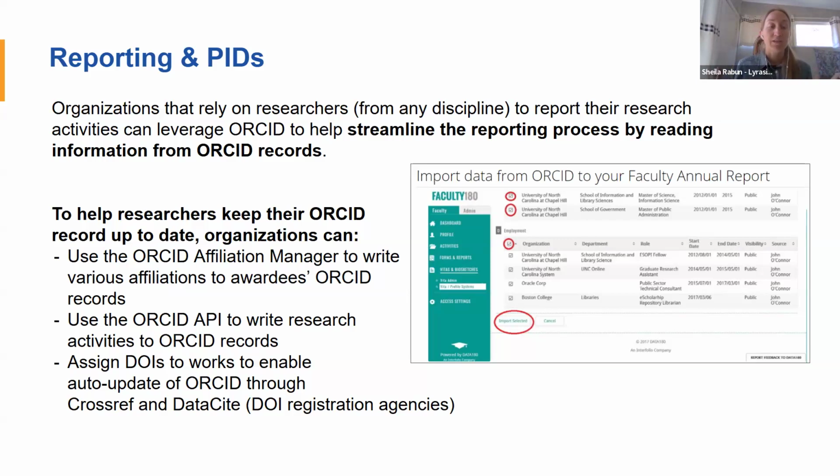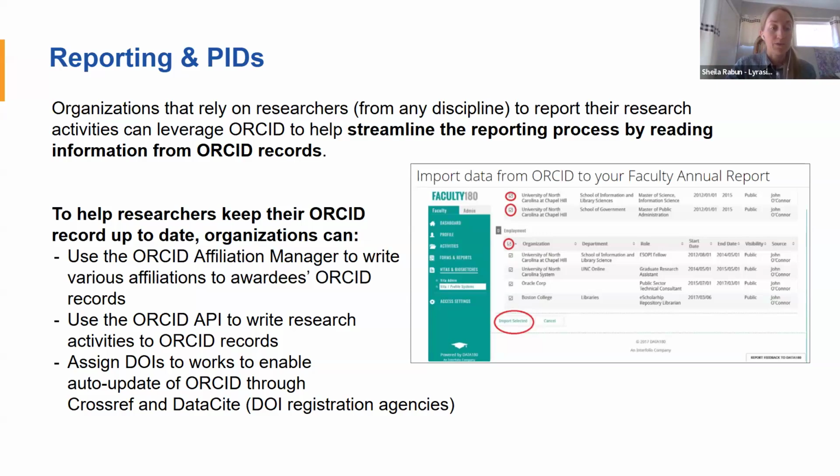But all of the same things that you can do with other disciplines, you can do with arts, humanities, and social sciences. Again, it's just a matter of awareness. Organizations can use the ORCID Affiliation Manager to write information to people's ORCID records. You can allow your researchers to import data from their ORCID record when they're filling out forms, or you can pull that data from their ORCID record if you have an ORCID integration.